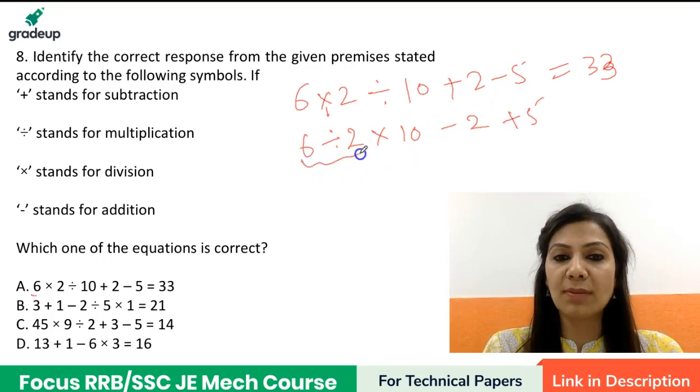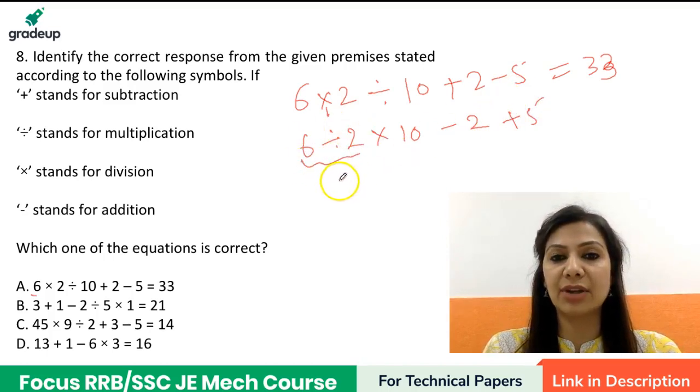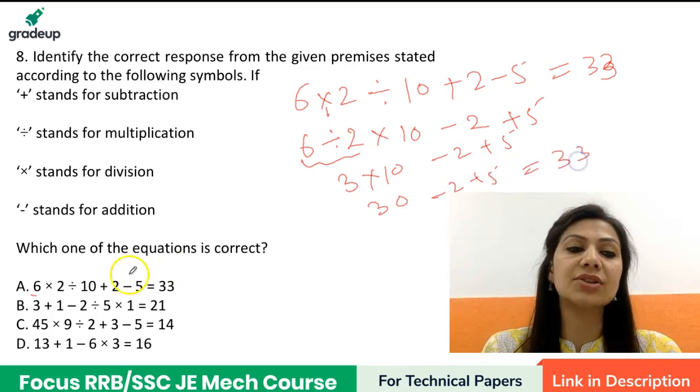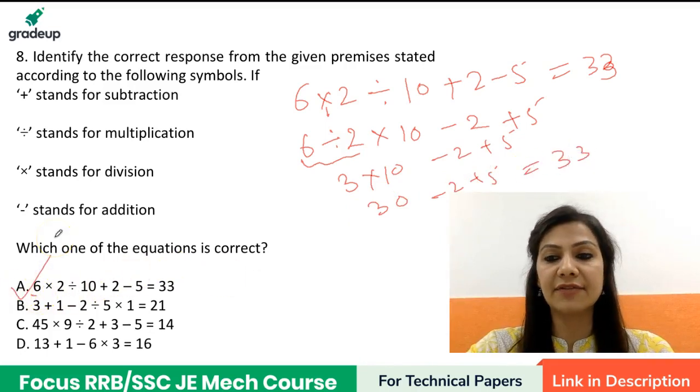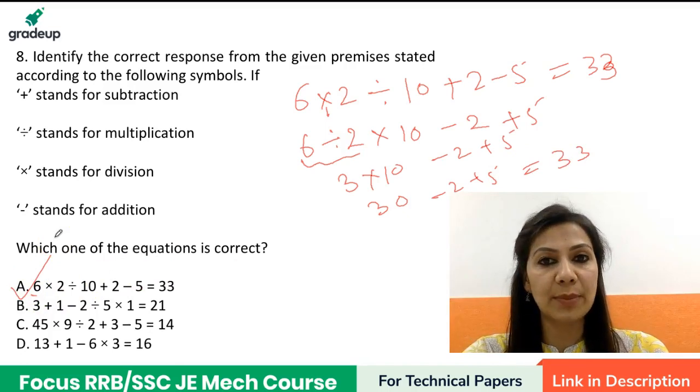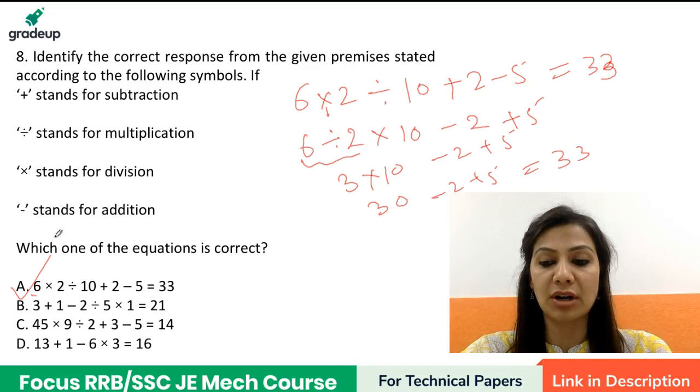So according to BODMAS, you will solve this. 6 divided by 2, which is 3, into 10, that is equal to 30, minus 2 plus 5. So this is obviously equal to 33. You can see that option A itself is the right answer. Whenever there are questions on mathematical operators, you have to solve according to BODMAS only.